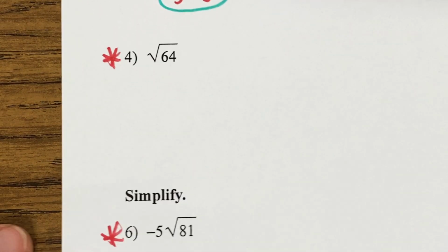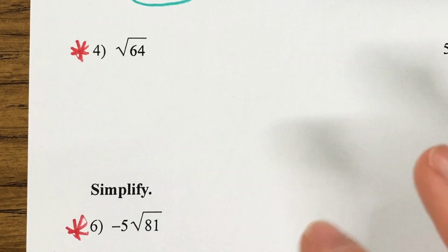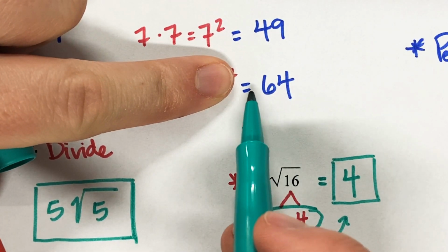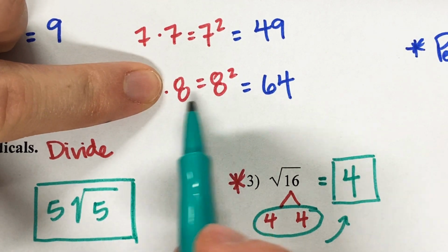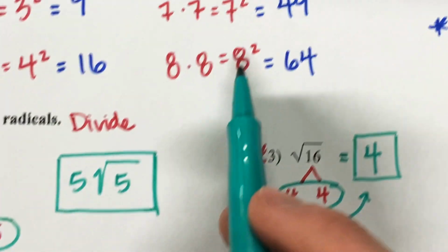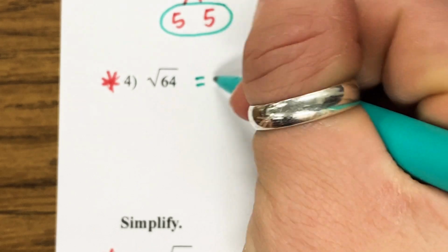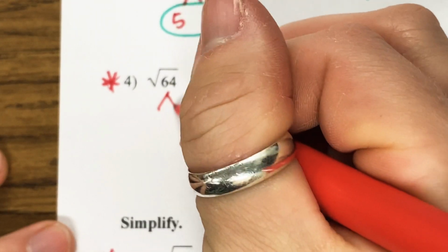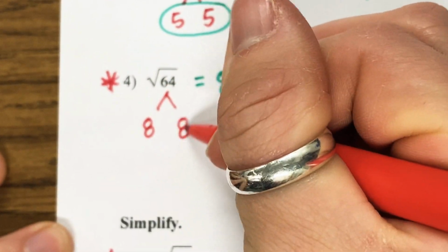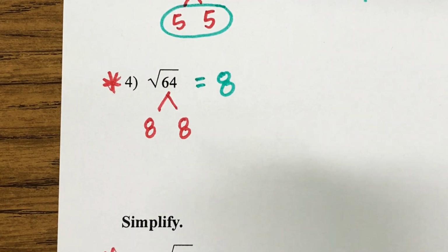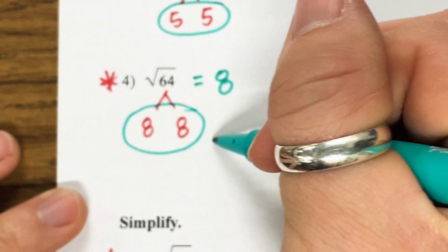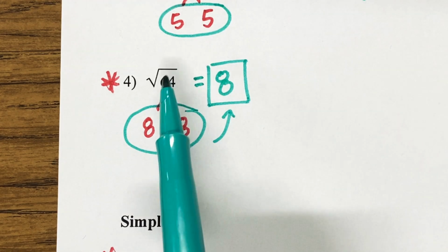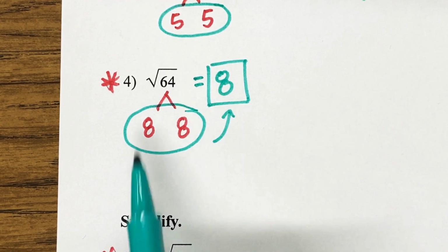What about number 4? We also put a star by number 4. What is the square root of 64? What number multiplies by itself to give me 64? We know that the square root of 64 is 8, because if we wanted to break this down, 8 and 8, there we go. There's automatically our pair of numbers that can leave, and no one has to stay inside. So the square root of 64 is 8.